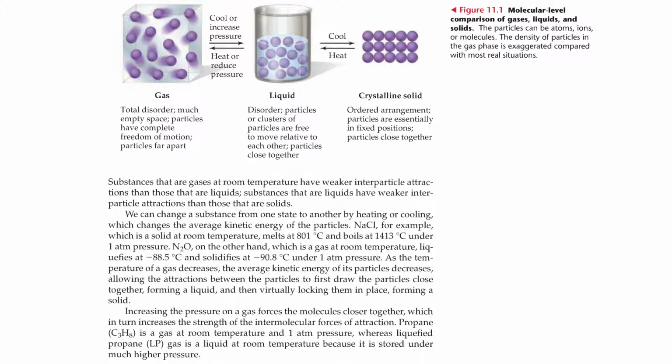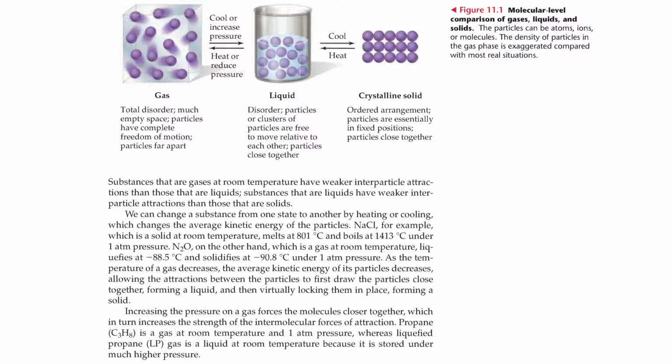Substances that are gases at room temperature have weaker interparticle attractions than those that are liquids. Substances that are liquids have weaker interparticle attractions than those that are solids. We can change a substance from one state to another by heating or cooling, which changes the average kinetic energy of the particles. Sodium chloride, for example, which is a solid at room temperature, melts at 801 degrees Celsius and boils at 1413 degrees Celsius under 1 atmosphere of pressure.